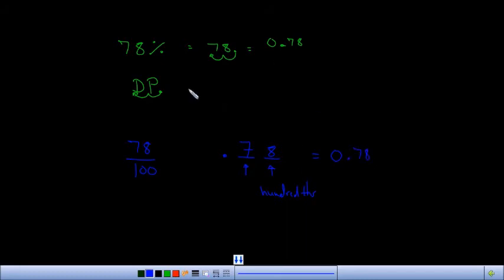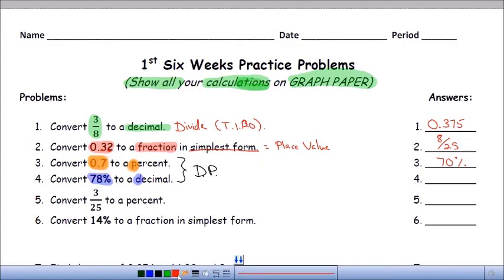So there's 2 ways you can do it: with Dr. Pepper, or you can put it over 100 and then read it and use your place values. Remember, the first place is the tenths place, then the hundredths place. That's why we occupy the last place with the 8, so we can have 78 hundredths. And that's my answer, 78 hundredths. Okay, so going back to the first page, so we can write down our answer. 0.78 or 78 hundredths.